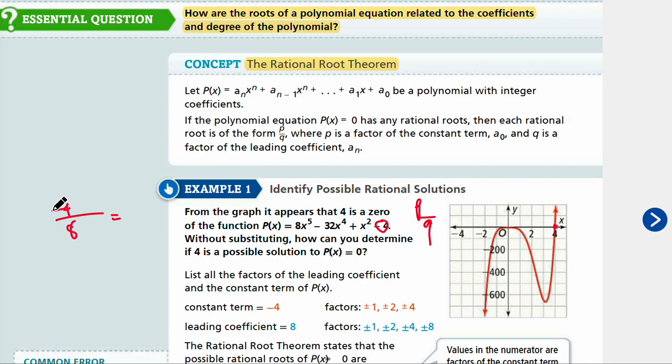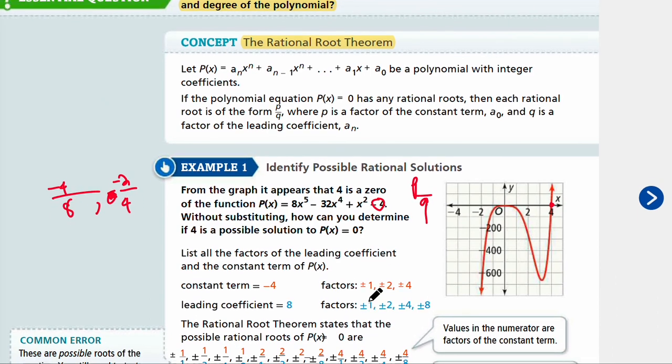So -4 is a factor of -4, right? 8 is a factor of 8, but there are other combinations as well. So -2 is a factor of -4, and then +4 maybe is a factor of 8, and so on. So there are many factors of 4 and 8, including the positives and negatives, right? So there are many combinations of these factors.